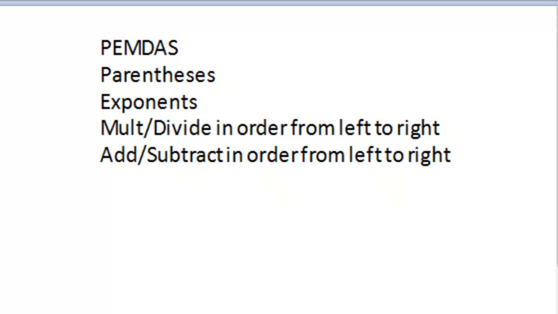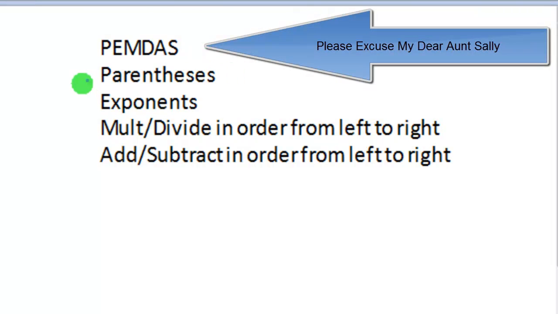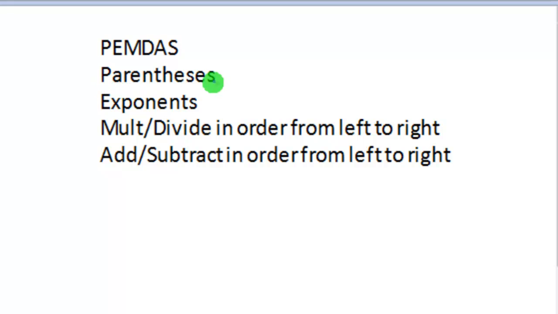In algebra, we're going to be working with mathematical expressions, and it's important to know which operations need to be done first. So we use the mnemonic, "Please excuse my dear Aunt Sally," which tells you that the P for parentheses need to be simplified first in a mathematical expression, followed by the exponents.